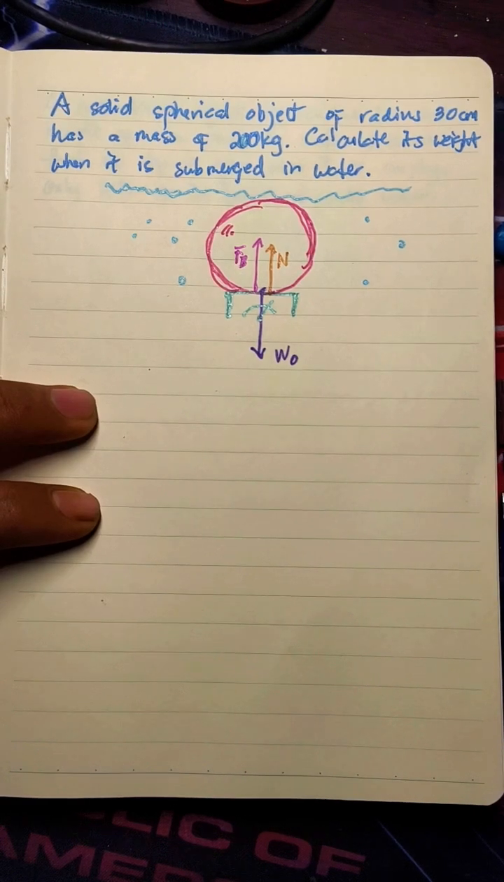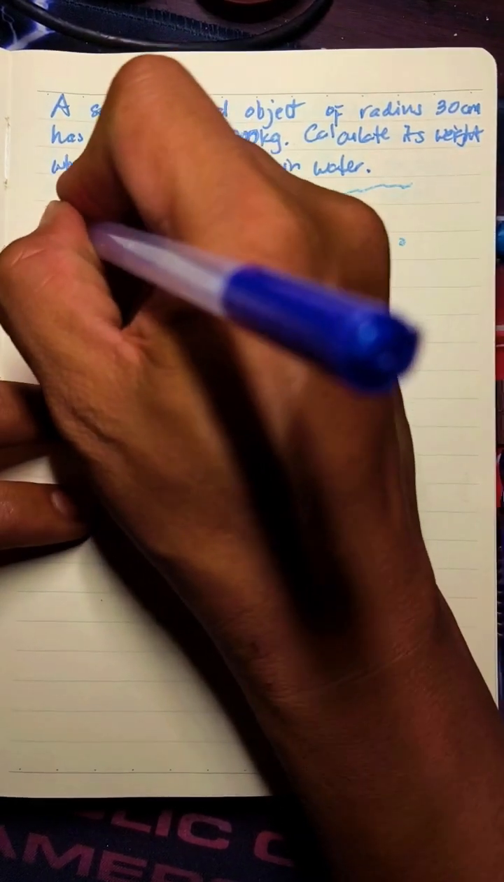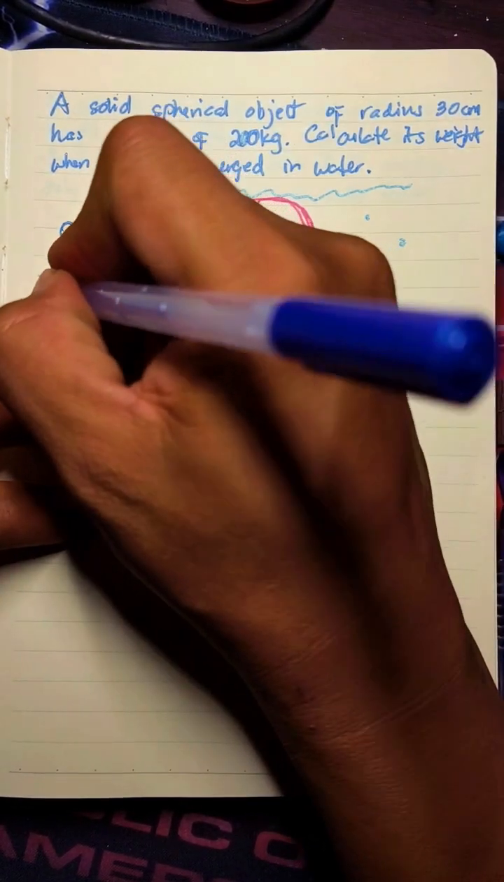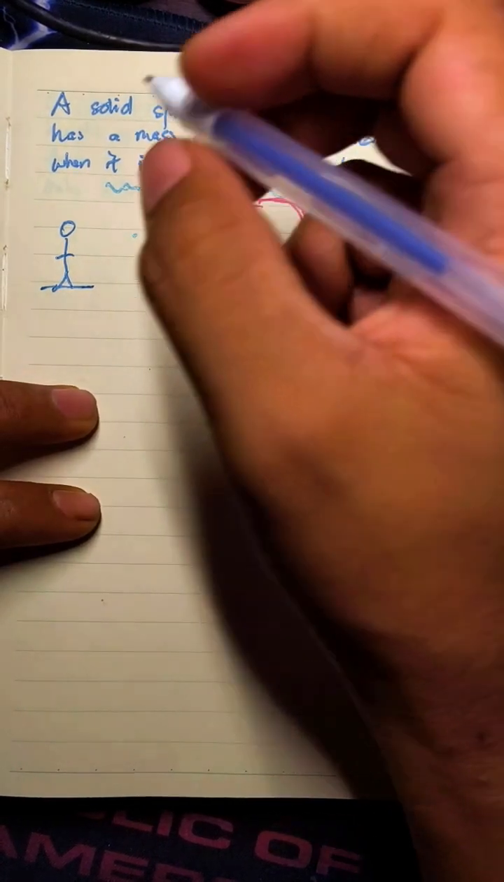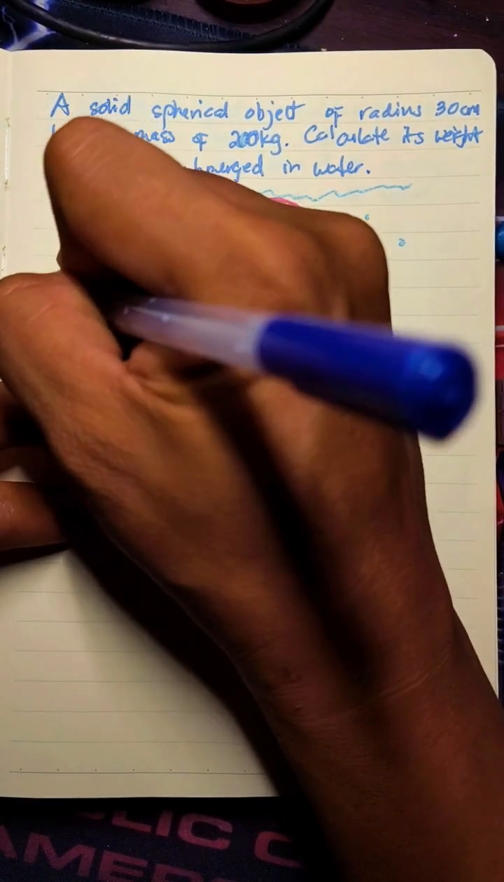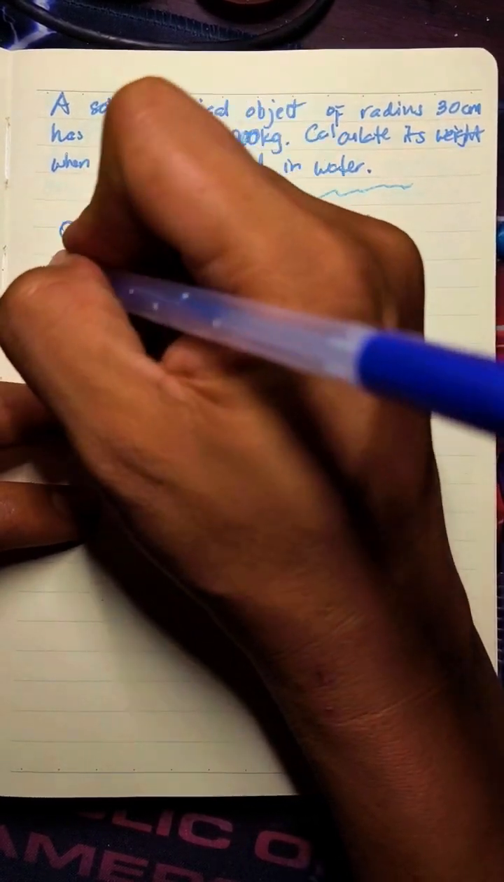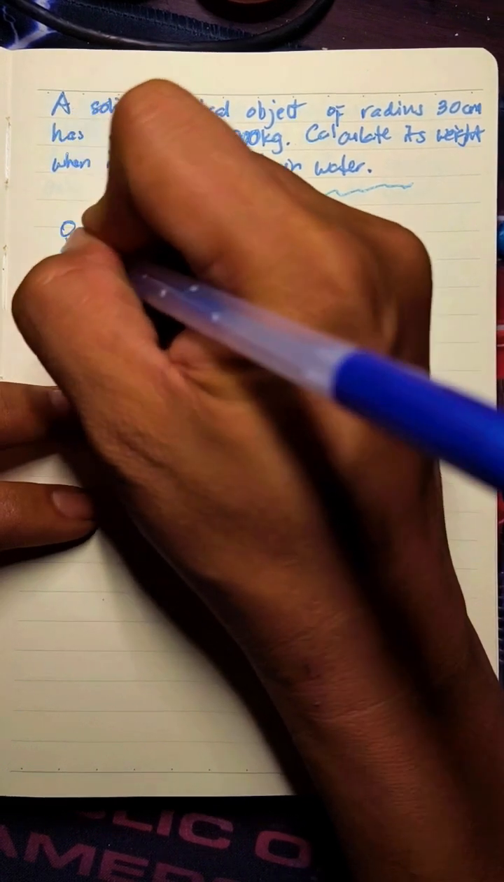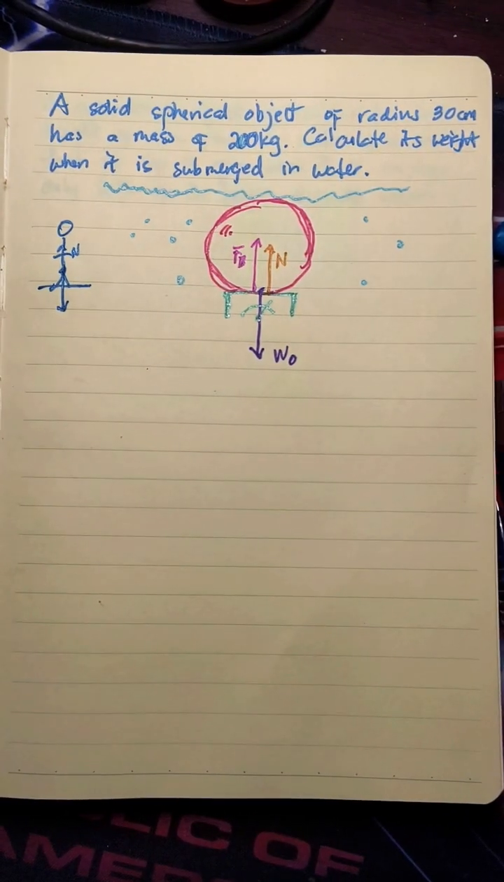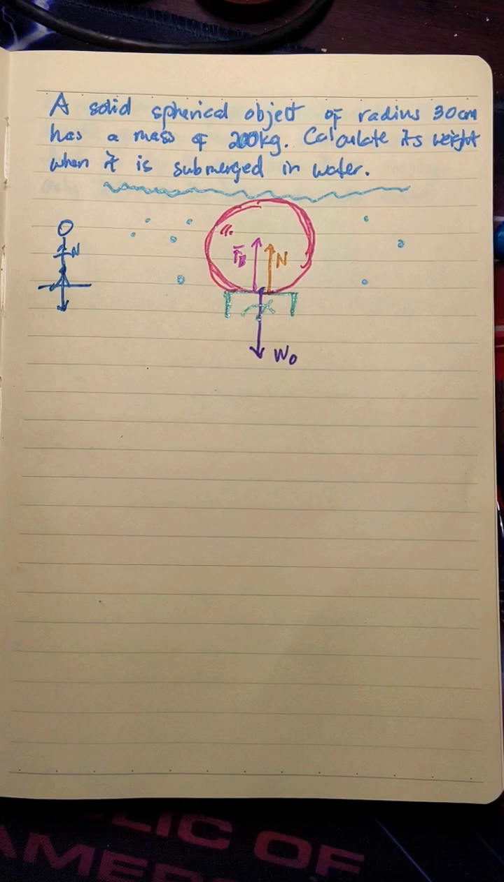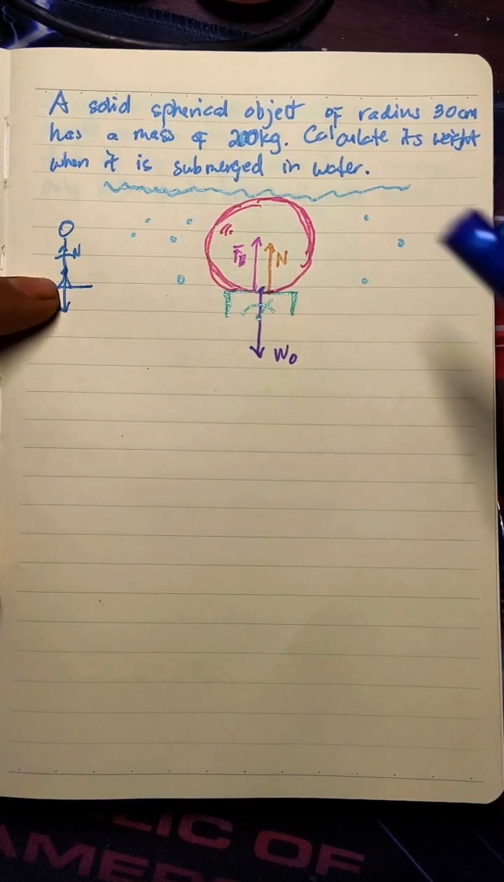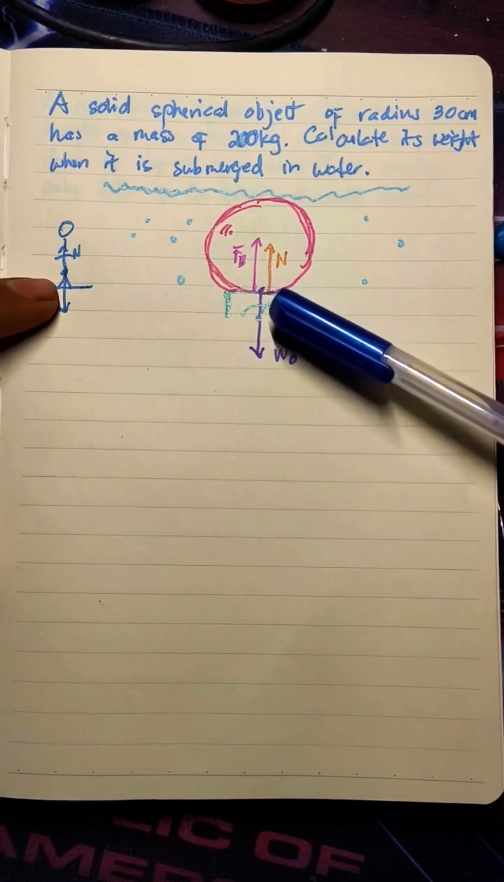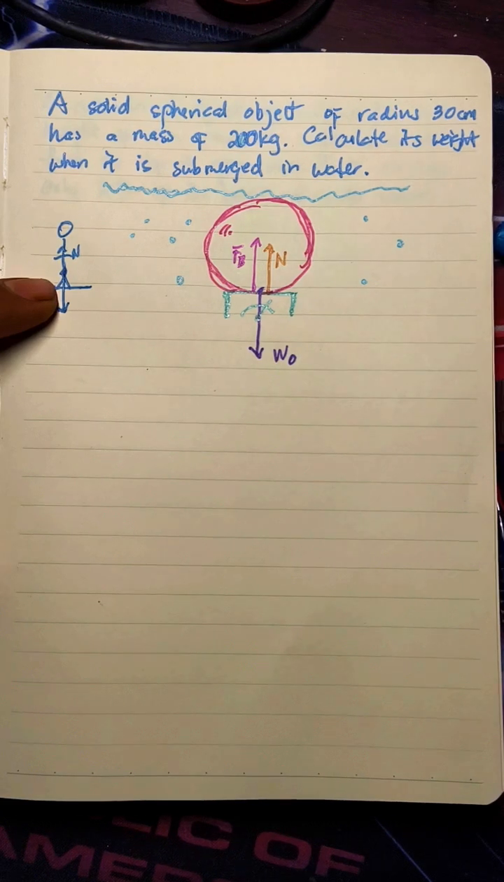It's like if you're standing on a weighing scale in air, your weight is downwards, but the weighing scale is exerting the same force upward, and that would be the normal force. What the weighing scale will measure is the normal force. The same is true underwater.